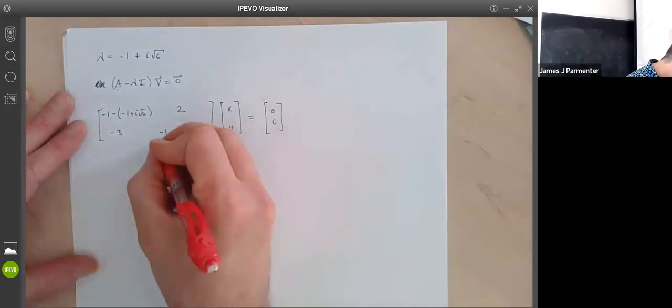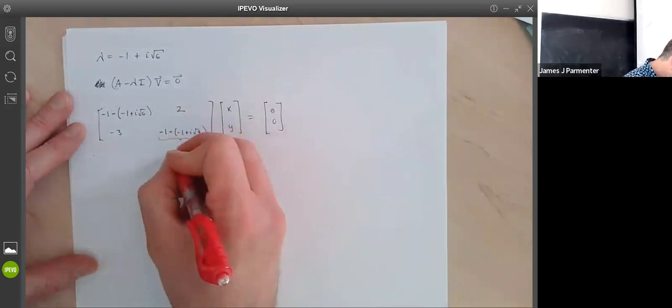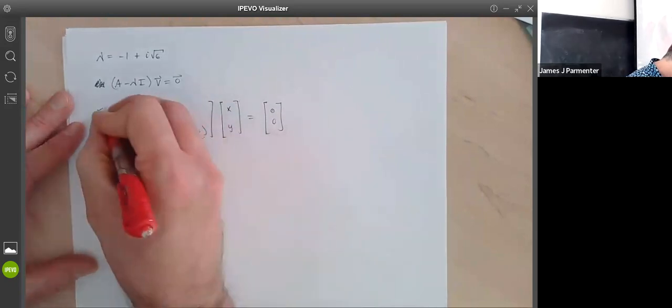I'm going to simplify this. -1 minus -1 is just 0. So this is just negative i root 6. And so is this.